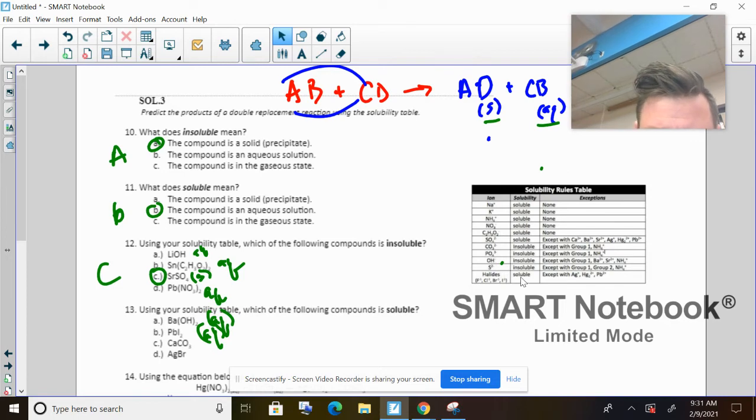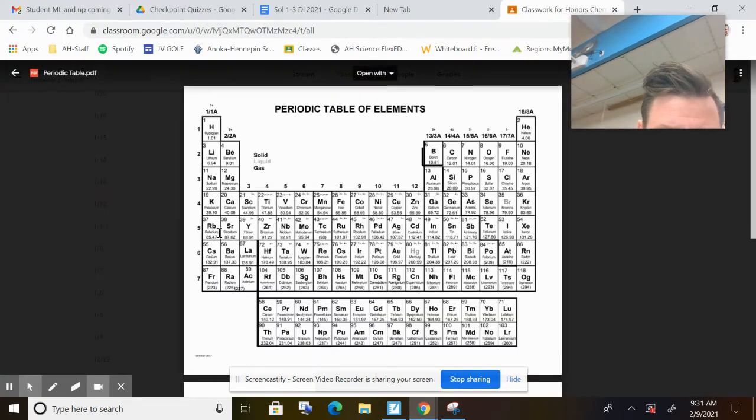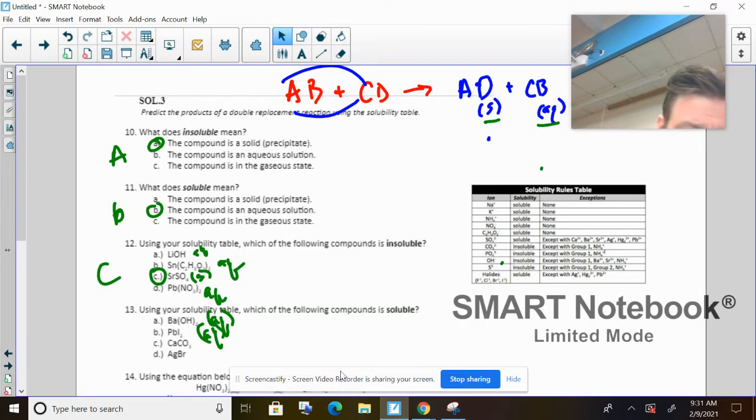CaCO3 is insoluble except with group 1. Well, calcium is a group 2 metal, so that would make it solid. Okay, so far we got A, B, and then let's look at D. D is Br. Soluble except with Ag. So that one is solid. That one is a solid as well. So the answer then is A, B. I gotta fix that on the answer key. And that's that. Okay, so the next one.